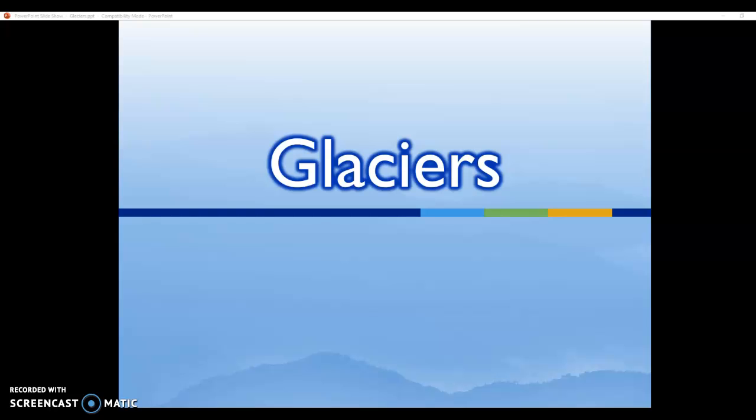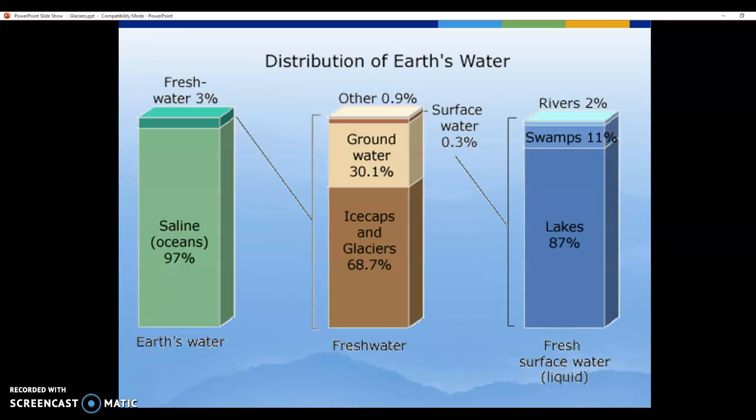All right, in this presentation on glaciers, we'll go over some of the features of glaciers, the characteristics of glaciers, factors that influence whether they are advancing or retreating. Just a reminder that glaciers are a large store of fresh water, so of the 3% of fresh water on the planet, the majority of that water is stored as ice caps in glaciers.